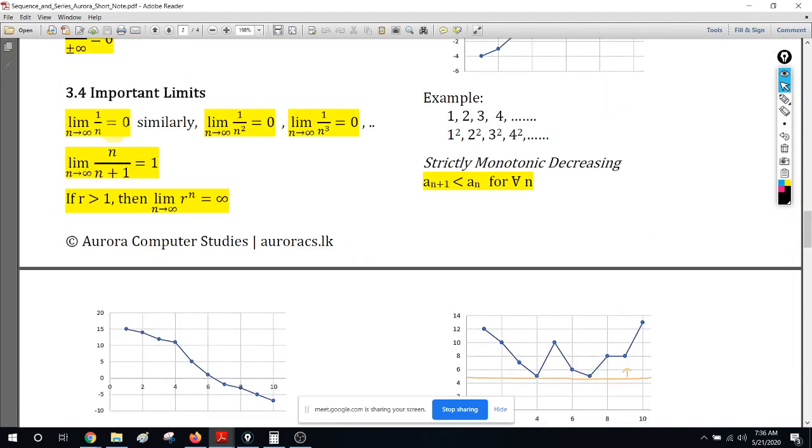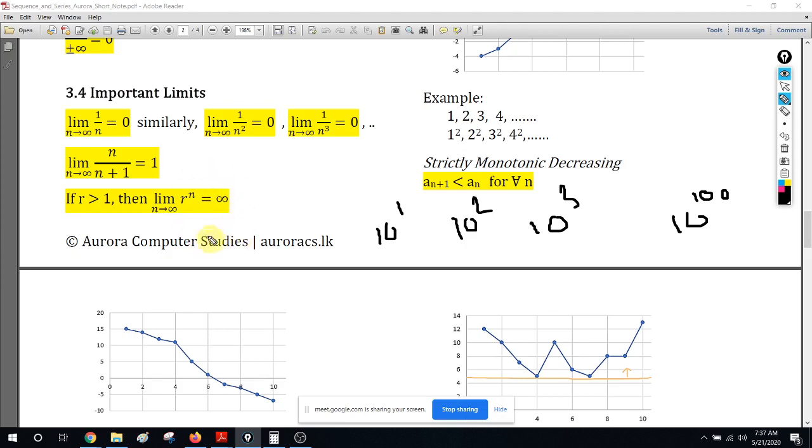Right. Then there's another one. Limit n tends to infinity, r to the power n is also going to be infinity as long as r is more than 1. So that is, again, if you think about it, you will see that, okay, that is correct, right? For example, if I take r as 10, 10 to the power 1, 10 to the power 2, 10 to the power 3, now n is getting bigger, 10 to the power 900. Now you can see it's getting bigger and bigger. Now you can see when n tends to infinity, what is going to happen? This is going to reach infinity.